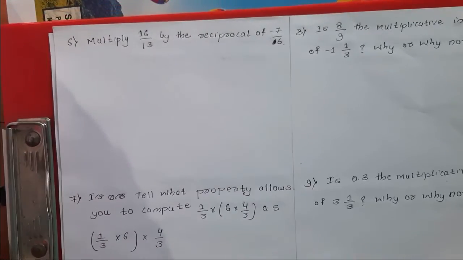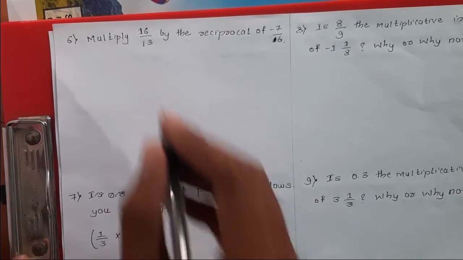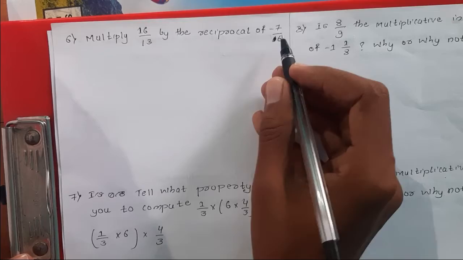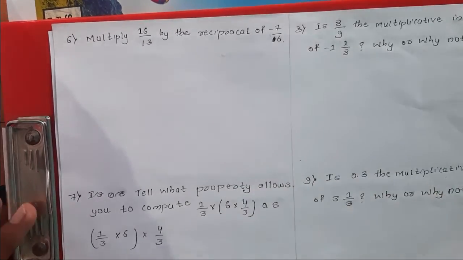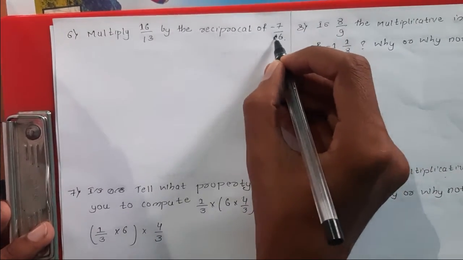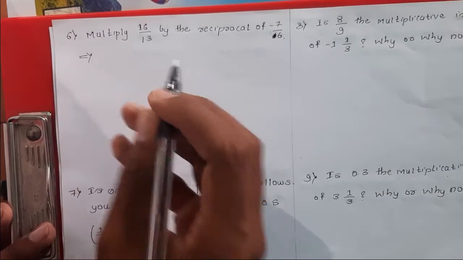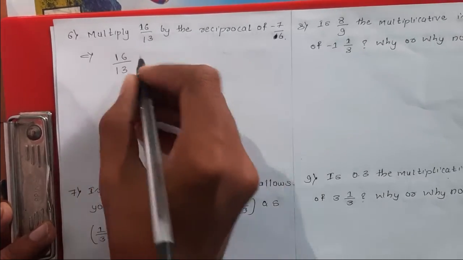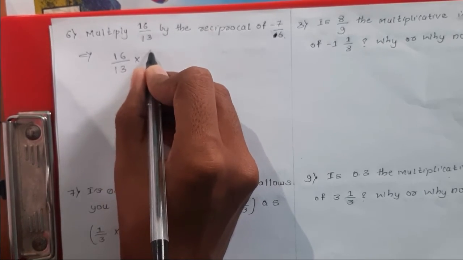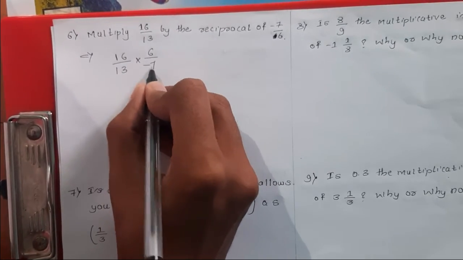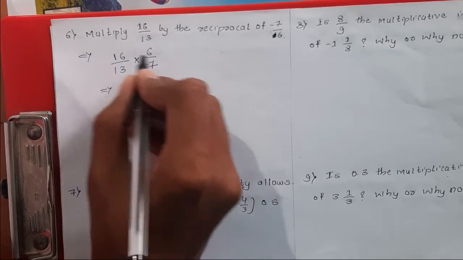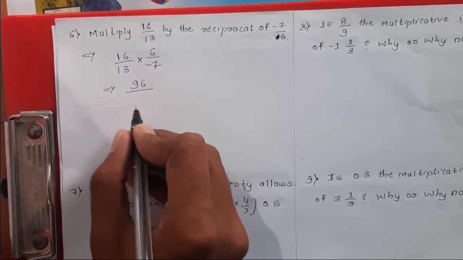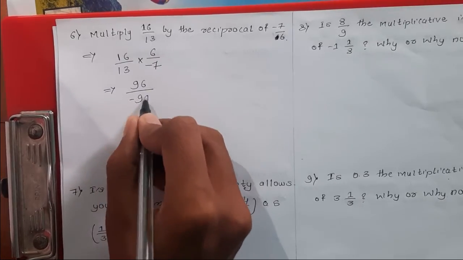Next question is the sixth one. Multiply 16 by 13 by the reciprocal of minus 7 by 6. In the question they misprinted. Given 16 by 13 multiplied by the reciprocal of 6 by minus 7, that is 16 into 6, 96, over minus 13 into 7, minus 91.